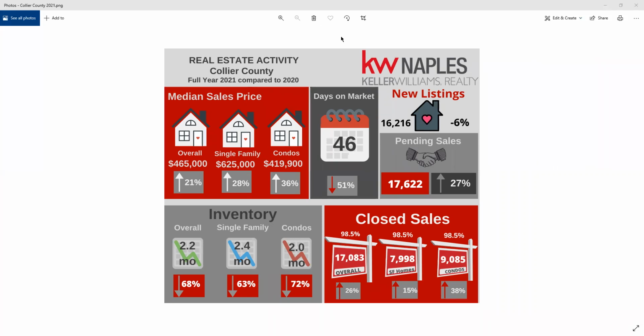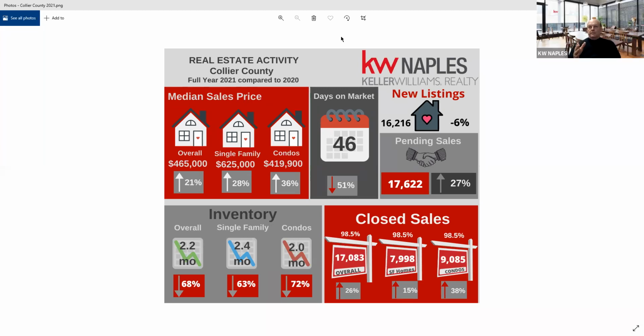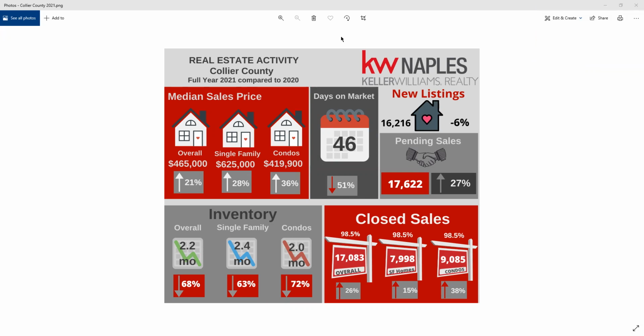The same question about the closed sales, that the number of units overall is up 26%. Condos is 15. I guess that makes sense. That one sort of falls right in the middle. Right. Because again, it's looking at all the sales. What does the 98.5% mean?